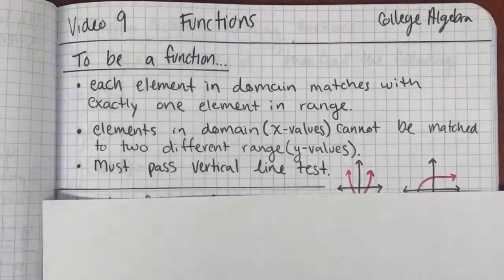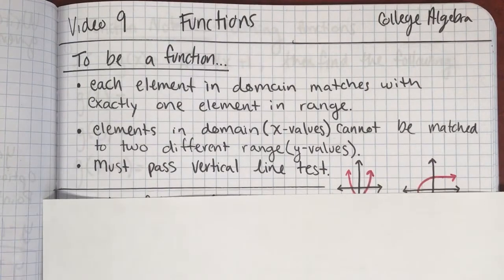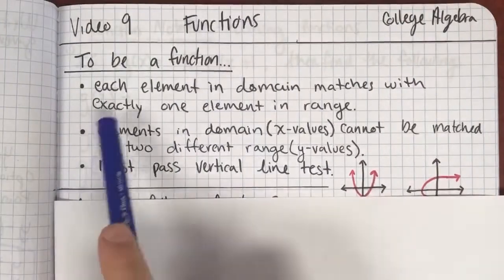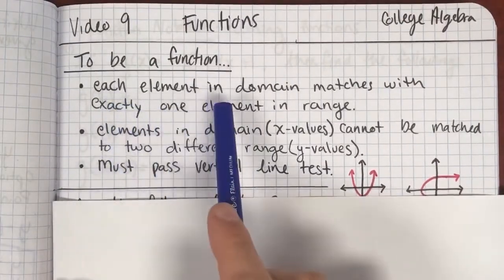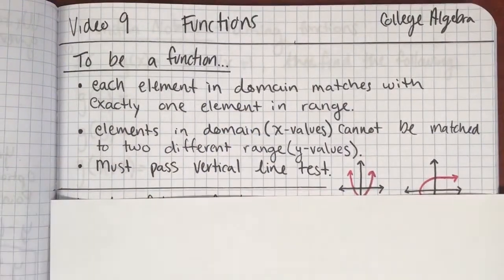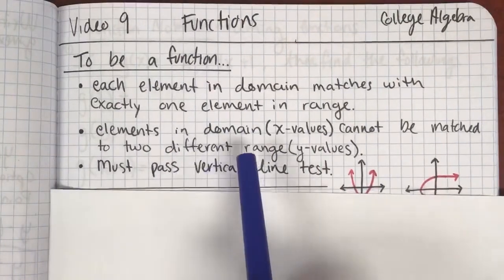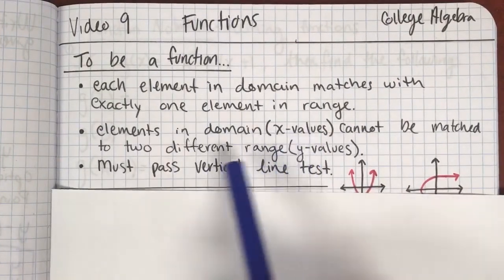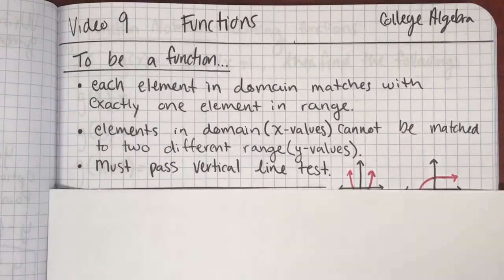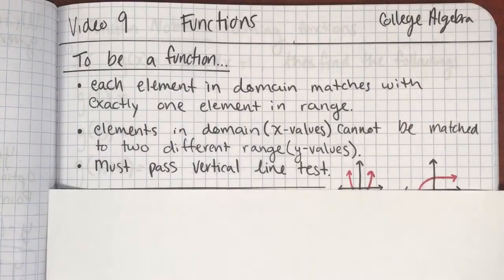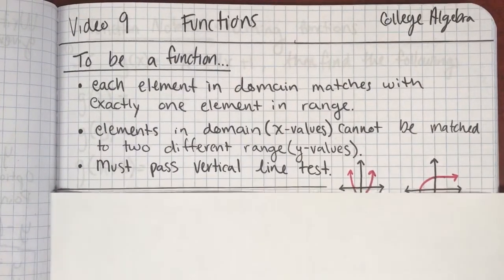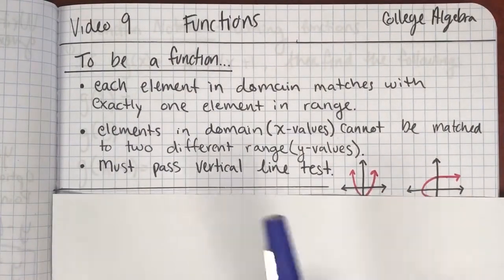Alright, this is video 9 for College Algebra, and we're going to be talking about functions. So first of all, to be a function, we have to meet this criteria. First of all, each element in the domain matches with exactly one element in the range. Elements in the domain, so x values, cannot be matched with two different y values. So I can't have one x value going to two different y values. And it must pass the vertical line test.